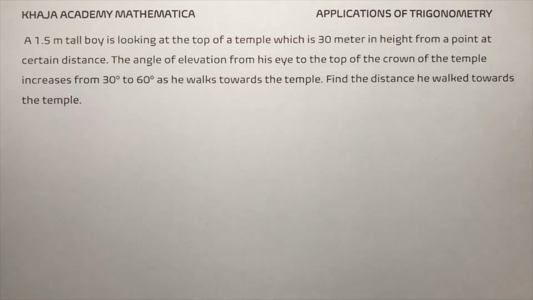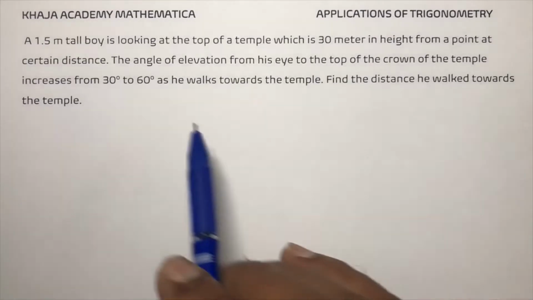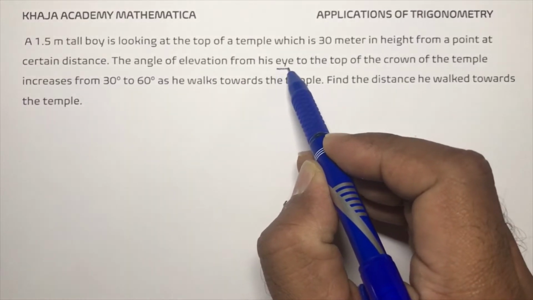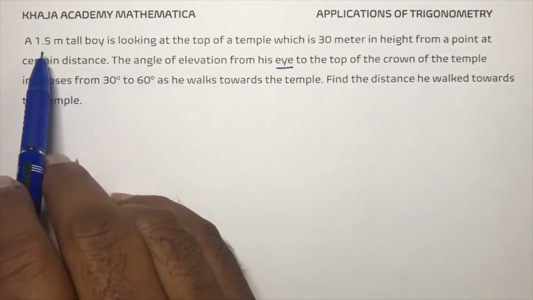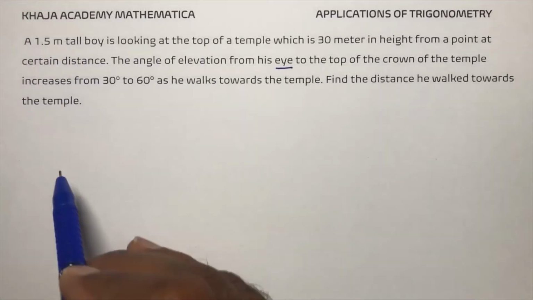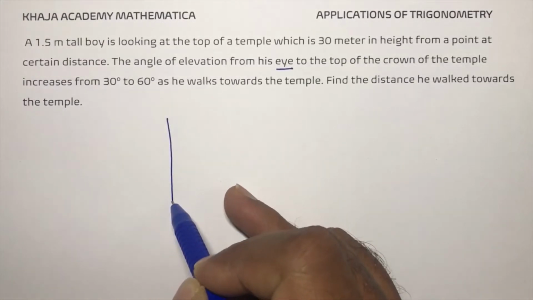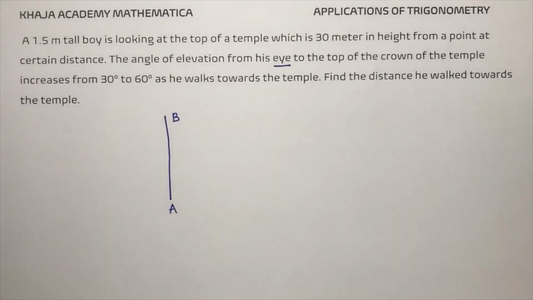A 1.5 meter tall boy is looking at the top of a temple which is 30 meters in height from a point at a certain distance. The angle of elevation from his eye. See, whenever they mention in the problem from his eye, then we need to take the height of the boy also into consideration. Now here, I'll take this as a temple which is 30 meters high. AB is a temple which is 30 meters high.